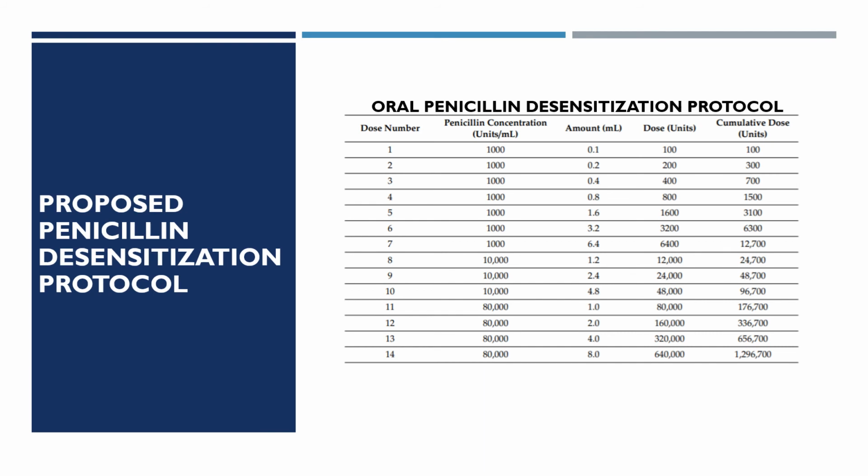So this is an example of a proposed penicillin desensitization protocol, specifically for oral penicillin. You can see that the initial dose starts out pretty low at 100 units and then goes all the way up over 14 steps. Although just a reminder, this initial dose should be based on the indication for the antibiotic as well as the patient's weight and the final therapeutic dose that is to be achieved.